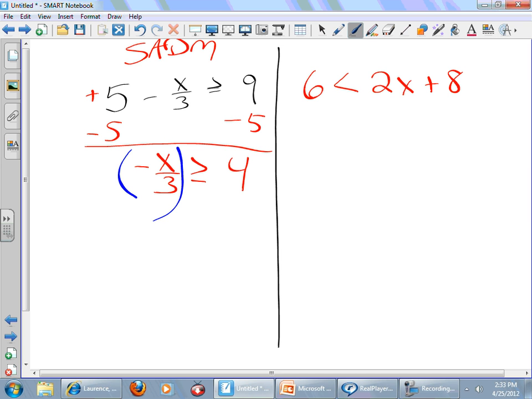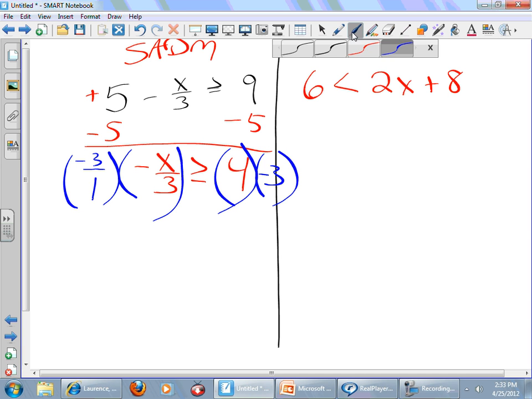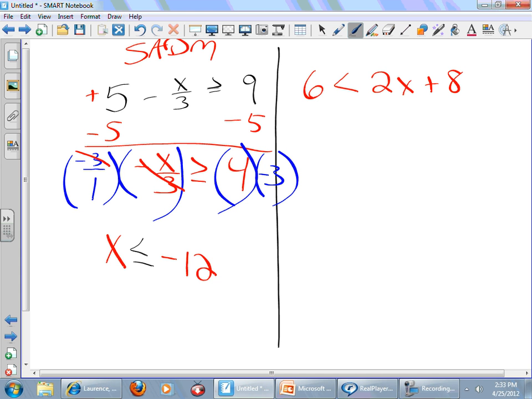All right, now I'm going to multiply to get rid of the 3. And I'm actually going to multiply by negative 3 over 1 to get rid of the negative at the same time. So I'm going to multiply by a negative. Alarm should be going off in your head. Danger, Will Robinson. The negative 3's will cancel. I'll get x. On the right-hand side, I'll get negative 12. But because I multiplied by a negative 3, the greater than or equal to will turn into a less than or equal to. Remember, the inequality needs to flip.